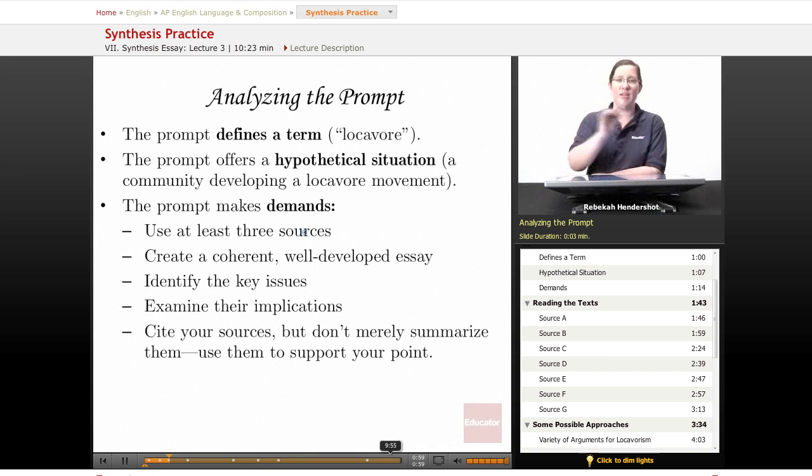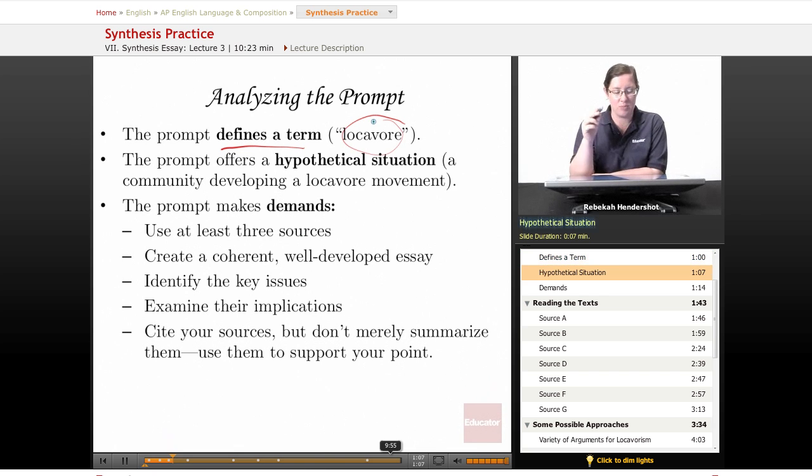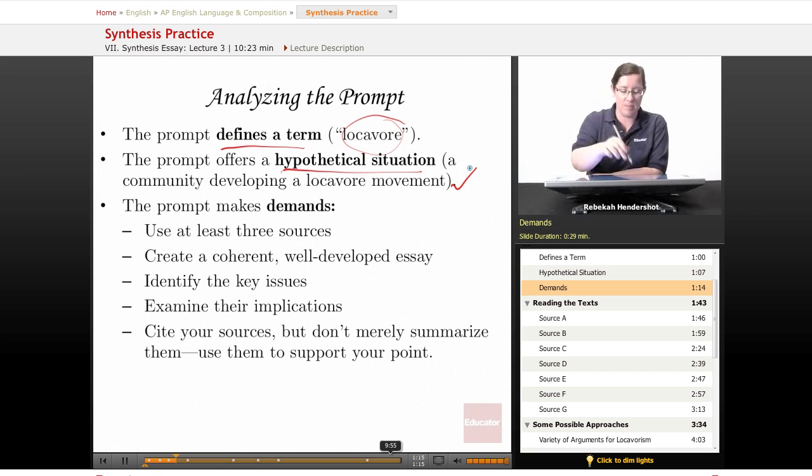Alright, we're going to begin with the prompt here. The prompt begins by defining a term. It talks about locavores, so you're going to have to write about locavorism in some way. The prompt offers a hypothetical situation, a community developing a locavore movement, and it asks you to address that situation. And it makes some specific demands.